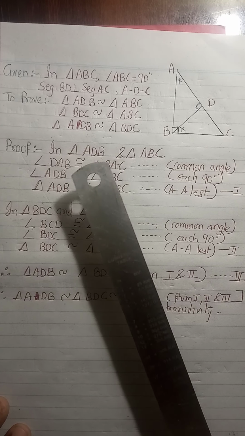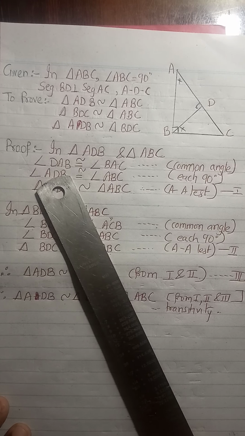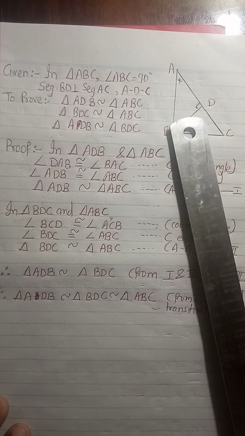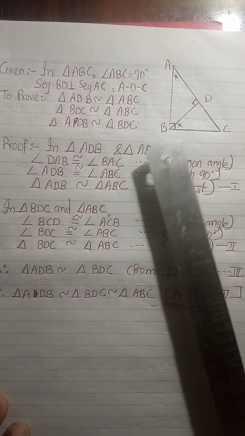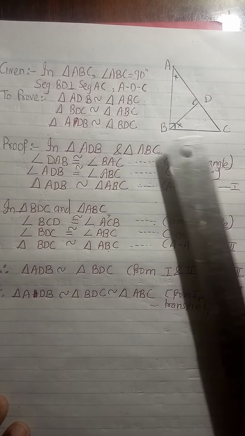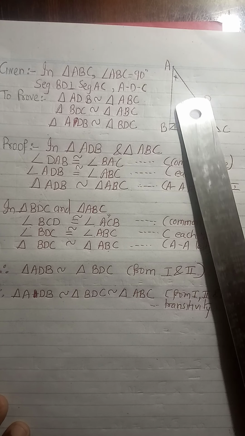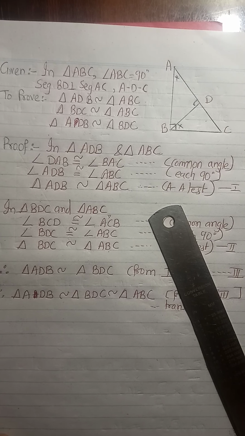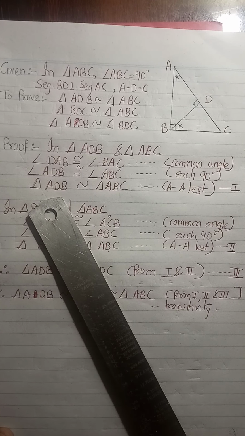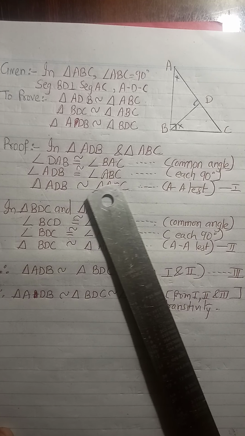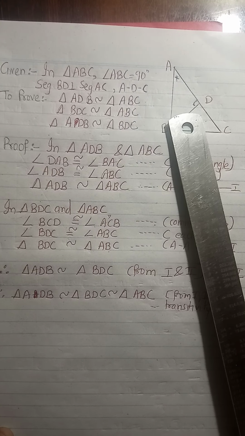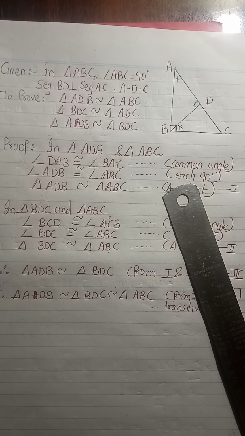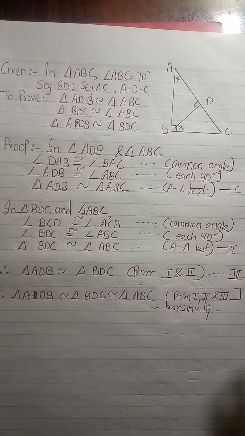Now how to prove these two triangles similar? Angle DAB is congruent to angle BAC. The same angle is there but the name is different, and therefore we give the reason as common angle. Then angle ADB is congruent to angle ABC: ADB is 90 degrees, ABC is also 90 degrees, each 90 degrees. Therefore, both triangles are similar by AA test of similarity.